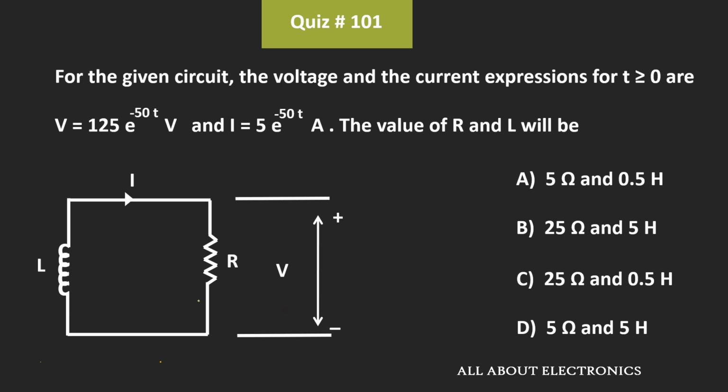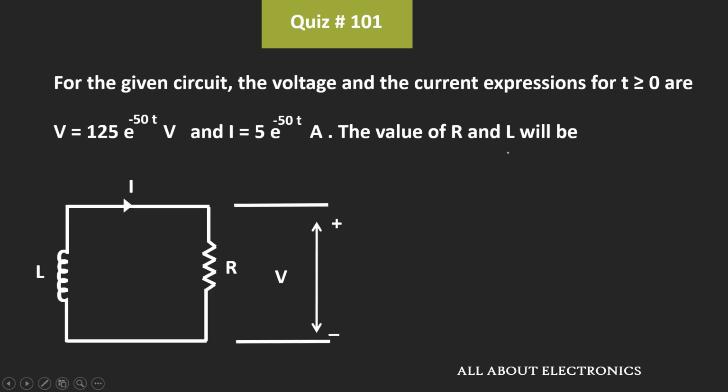So in this question, we have been given this circuit and the expressions for the voltage and current for the given circuit. Here, we have been asked to find the values of R as well as L. For the given circuit, the voltage V is 125 times e to the power minus 50t. Similarly, the current I in the circuit is equal to 5 times e to the power minus 50t.